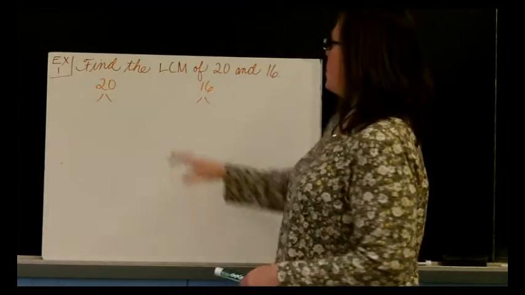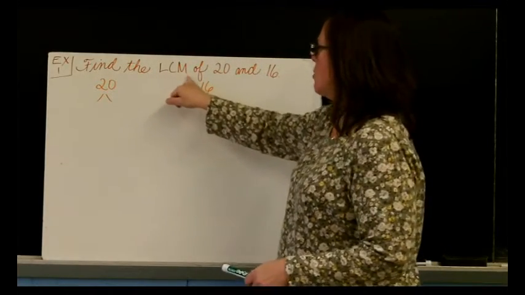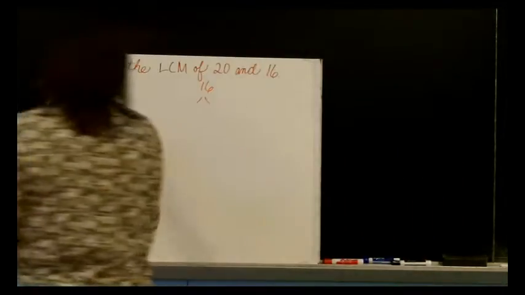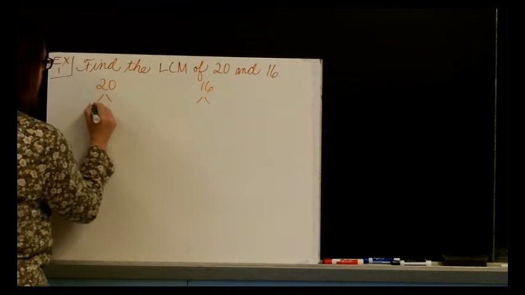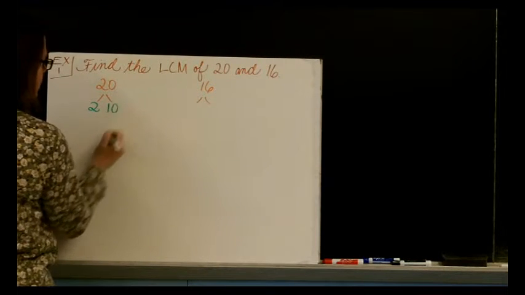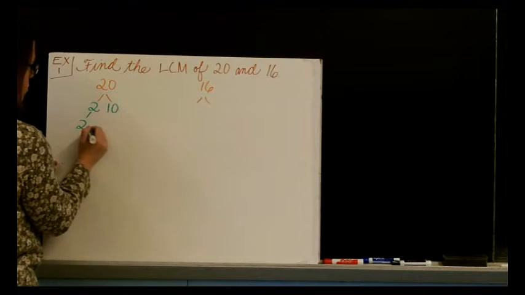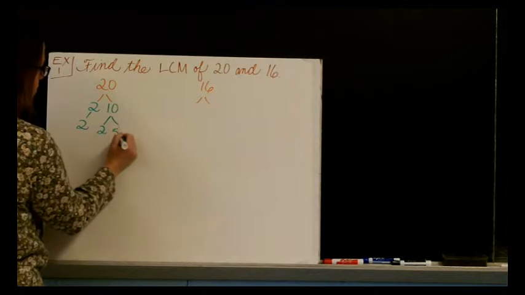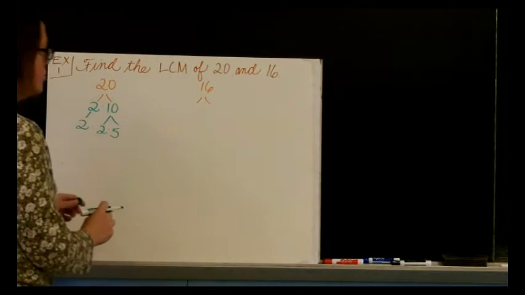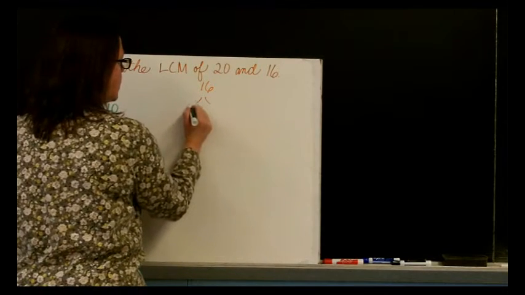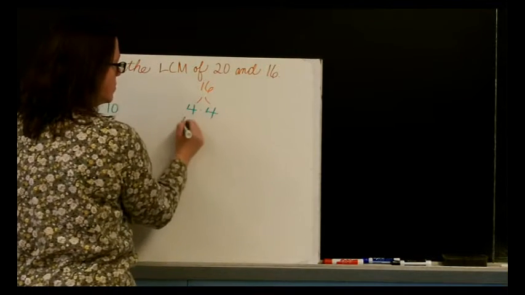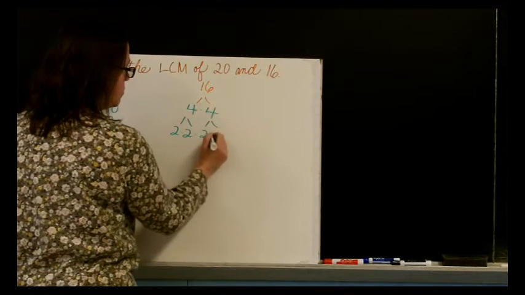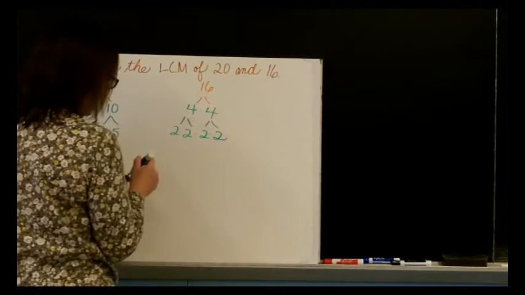So our first directions, find the LCM, least common multiple of 20 and 16. So our first step is to make our factor trees. 20 is found by multiplying 2 and 10. 2 is a prime number, so I'll bring it down. 10 is the product of 2 and 5, so I have 3 prime numbers. 16 is 4 times 4. Neither of these is a prime number. 4 is 2 times 2. 2 times 2 again.